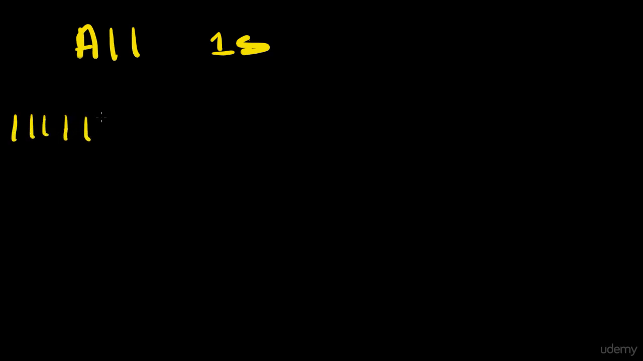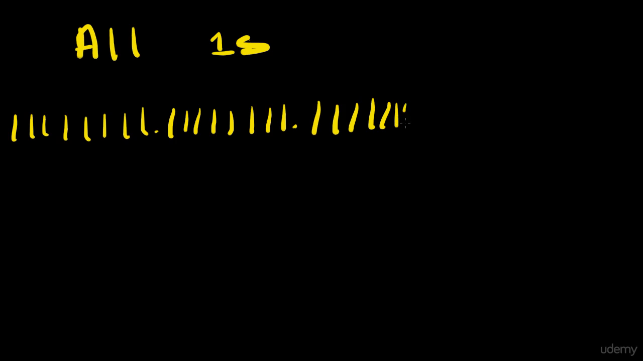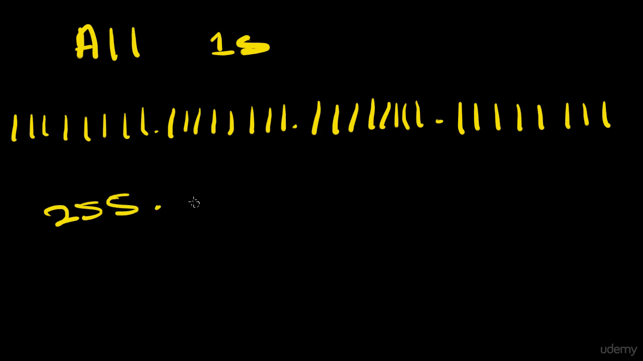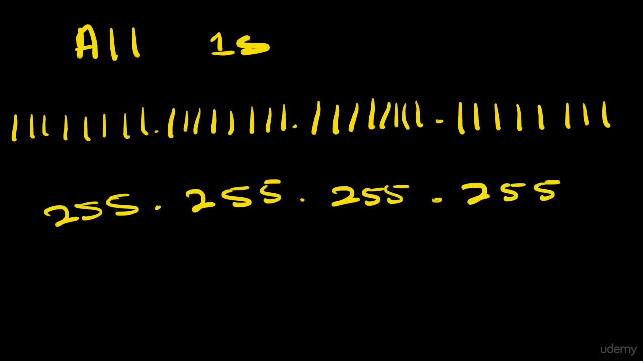1, 2, 3, 4, 5, 6, 7, 8, 9, 10, 11, 12, 13, 14, 15, 16, 17, 18, 19, 20, 21, 22, 23, 24, 25, 26, 27, 28, 29, 30, 31, 32. This is therefore 255.255.255.255. And there you go. The broadcast IP address is 255.255.255.255 because the bits in it are all ones.